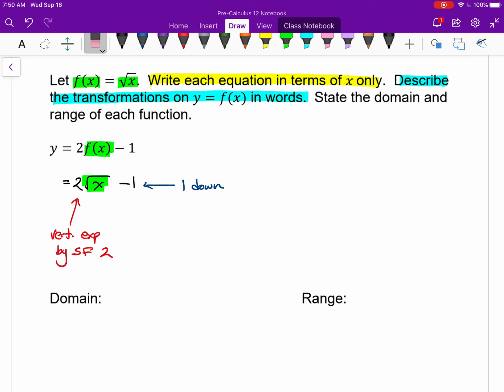That said, what's the domain and range? Well, to know the domain and range, I think it's useful to make a quick little visual of what this must look like, a very simple visual. So for example, here's root x. Okay, the domain and range of that we know are both greater than or equal to 0.